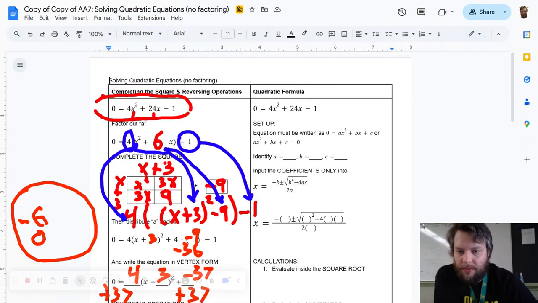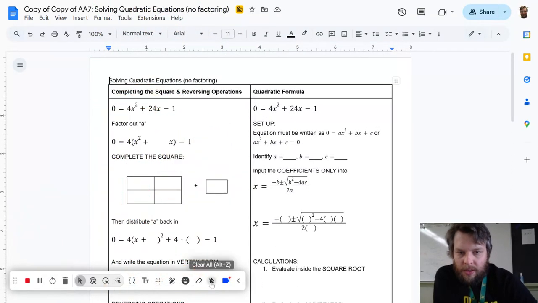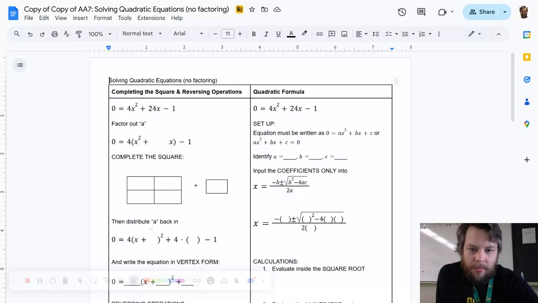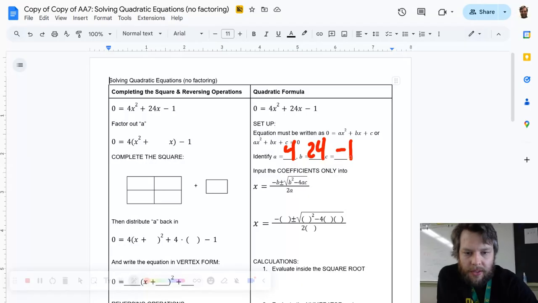So now we should be able to get the same answers when we do it with the quadratic formula. So first step, make sure we're in the right form. Our equation equals 0. That's good. So we identify that a is 4, b is 24, c is minus 1. Then we're going to take those coefficients and plug them into the blanks. It's a little hard for me on the screen here. So there's b squared minus 4ac over 2a. I'm just following this formula right here, putting them where they go.